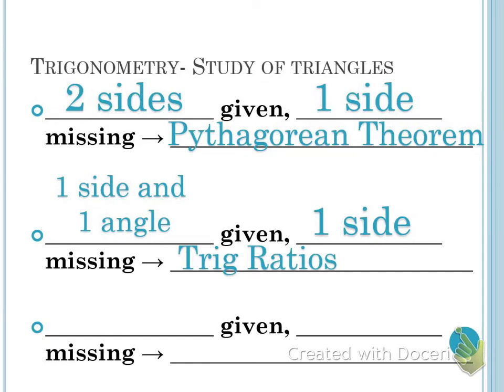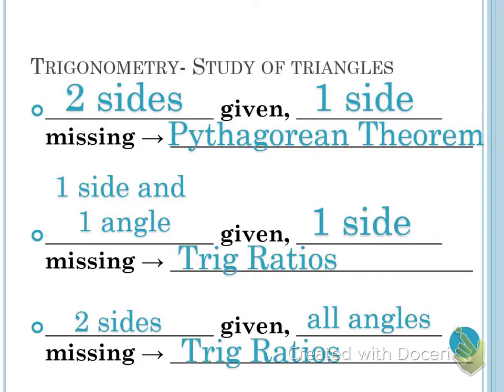Okay? This is what is on the quiz on Friday. It's on the test next week. The last situation we won't learn until next Thursday. If you are given 2 sides and you want to find an angle, or all of the angles, will the Pythagorean theorem help you find an angle? It will not. So you have to use a trig ratio, either sine, cosine, or tangent. So that one we learn next week.